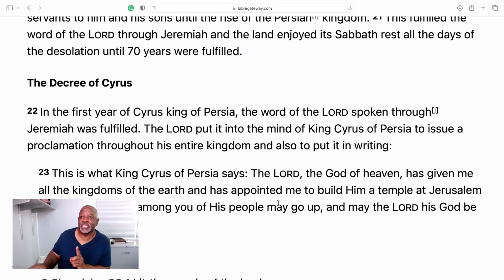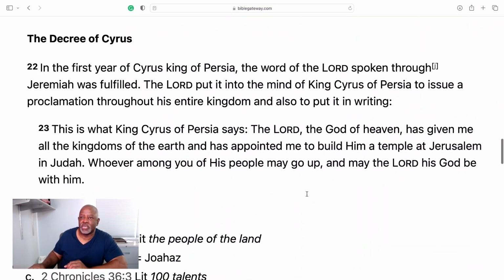In the first year of Cyrus, king of Persia, the word of the Lord came through Jeremiah, which was fulfilled. The Lord put it in the mind of King Cyrus of Persia to issue a proclamation through the entire kingdom and also to put it in writing. Now, this is extremely important, this statement. We will come back to this statement. Extremely important here. That statement alone, you'll see.